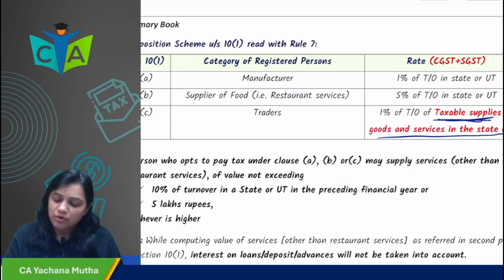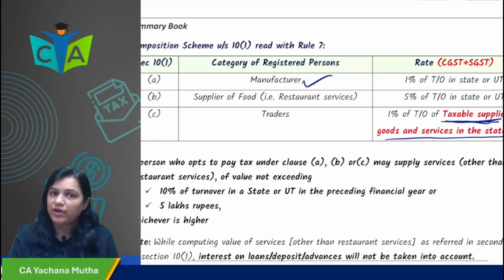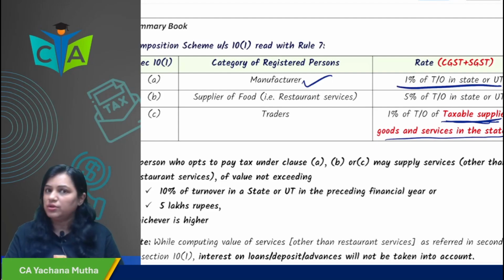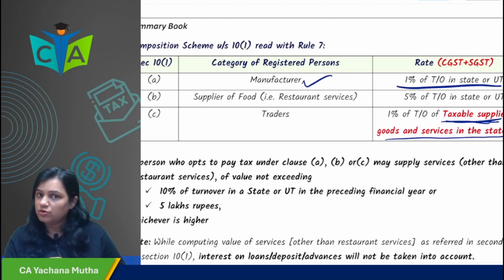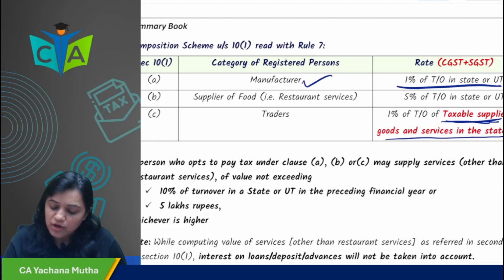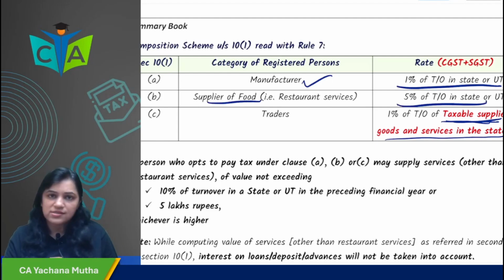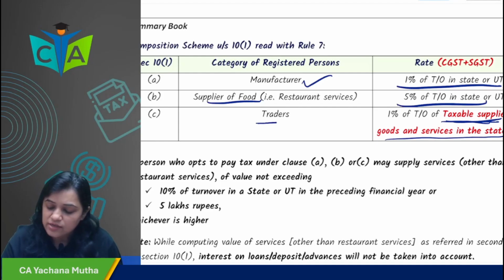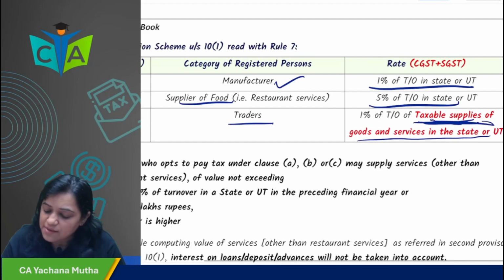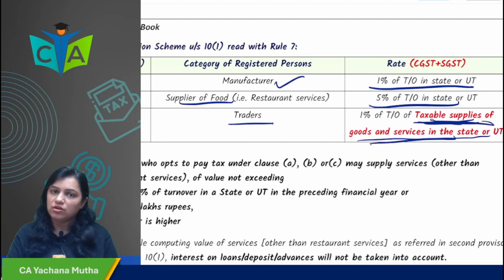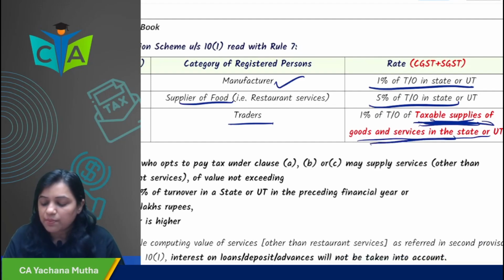So, in case of a manufacturer, 1% of the turnover in the state or union territory. If you are a supplier of food, restaurant service, then 5% of the turnover in the state or union territory. And in case of a trader, 1% of taxable supply of goods or services in the state or union territory.